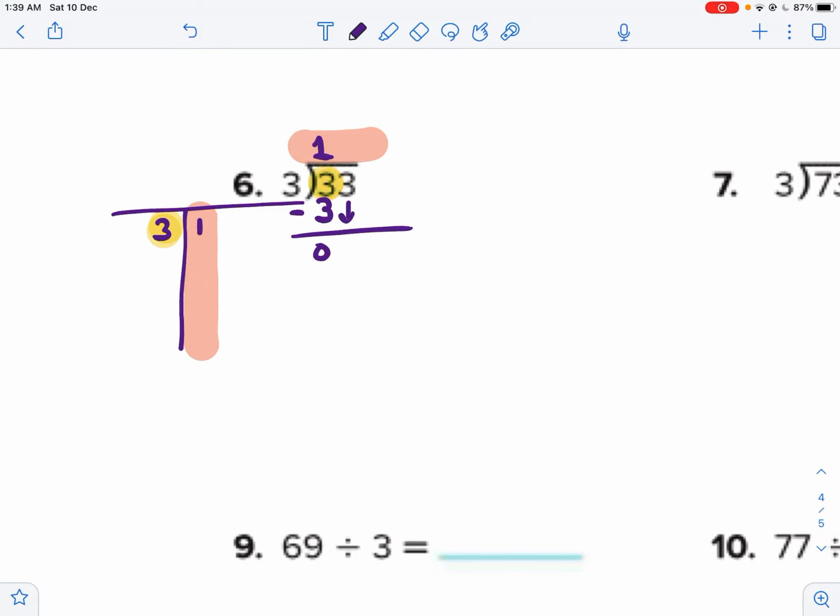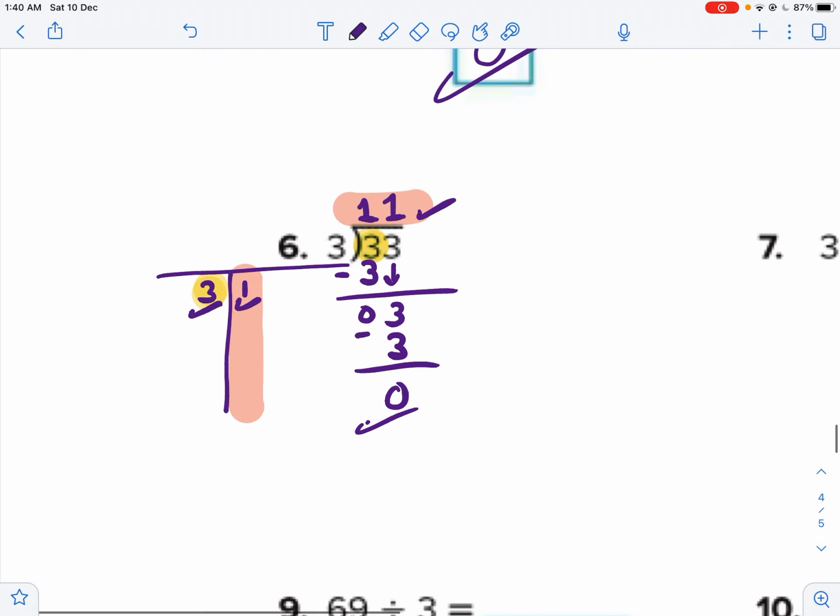Then you bring the other 3 down here that you didn't use yet. So of course you will look for this 3 again, and of course here you are, it's a 3 again. So you will write it here, and the hero again is 1. Then you subtract. 3 minus 3 is 0, so you don't have anything left. You are ready, you did it. Here's the answer, it's 11. And of course we know from the times table that 33 divided by 3 equals 11.